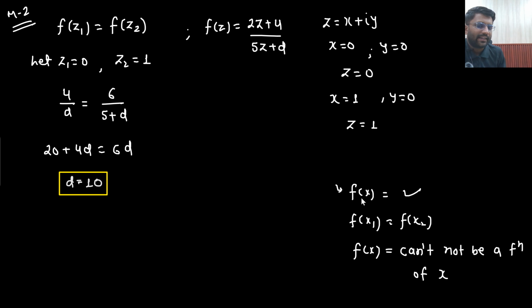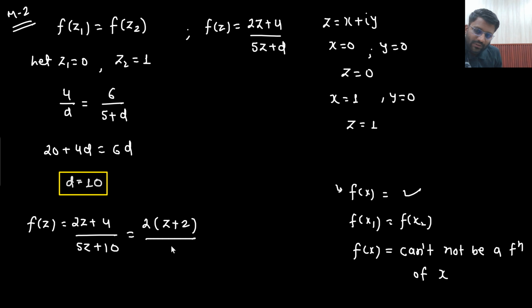If someone is saying that no matter whatever the value of x you put, you are getting the same answer, that means x is of no use. Like here we got the answer: d equals 10. So what is your f of z now? f of z is 2z plus 4 divided by 5z plus 10. Now from the upper side you take 2 as common, from the downward side you take 5 as common. This gets cancelled out. What is the answer? 2 by 5. That means f of z is constant. f of z is actually 2 by 5. It is simple mathematics.